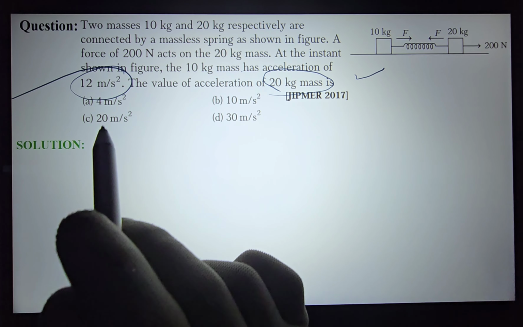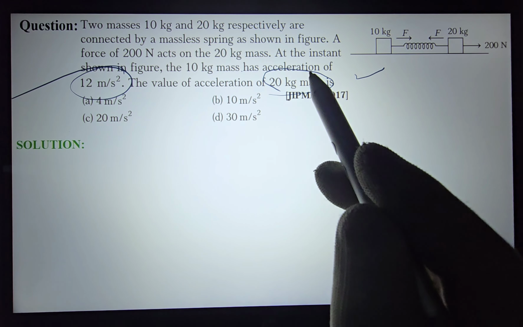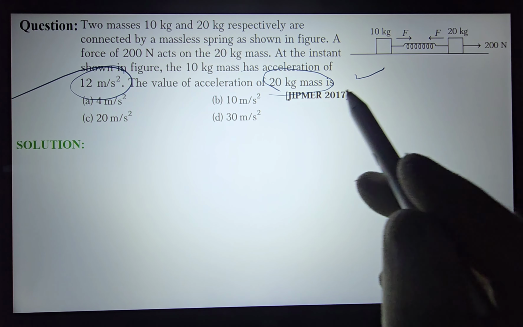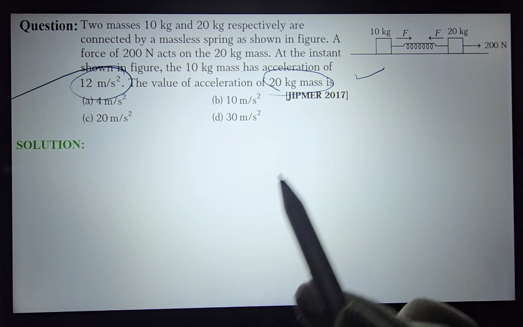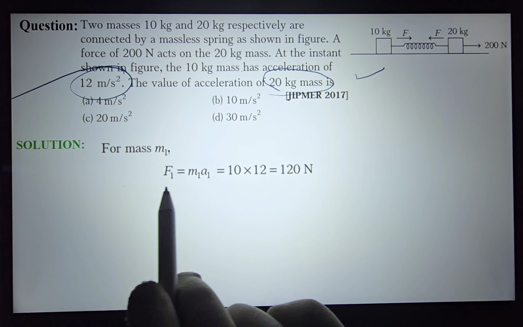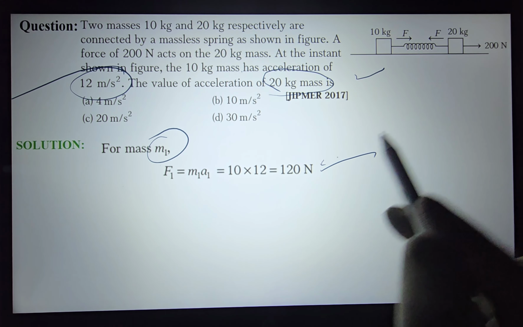So in this, see, the different quantities are given. Now A2 is to be calculated. M1 is 10 kg, M2 is 20 kg. There are two masses. F2 is given as 200 Newton and A1 is given as 12 meter per second square. You have to calculate the value of A2. So for the simple case, this is F1 for mass M1. F1 is equal to M1 into A1, that is 10 into 12, that is 120 Newton. Clear as per this diagram.